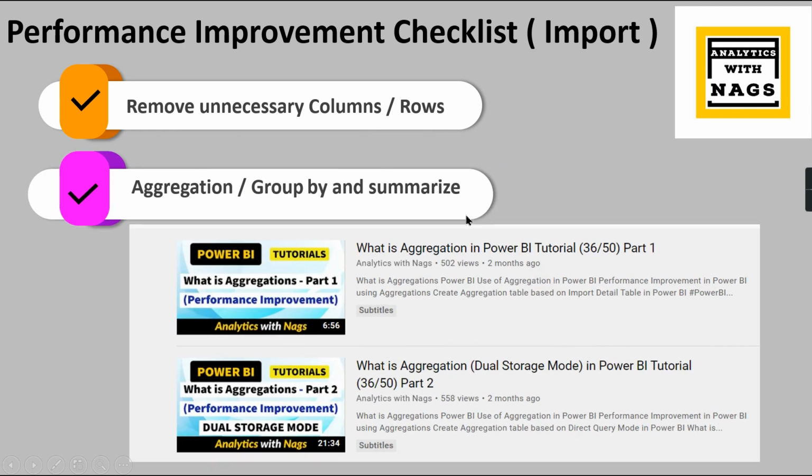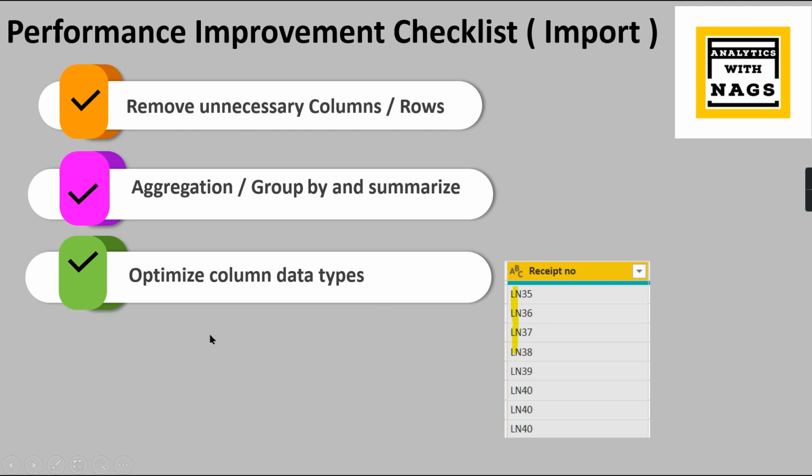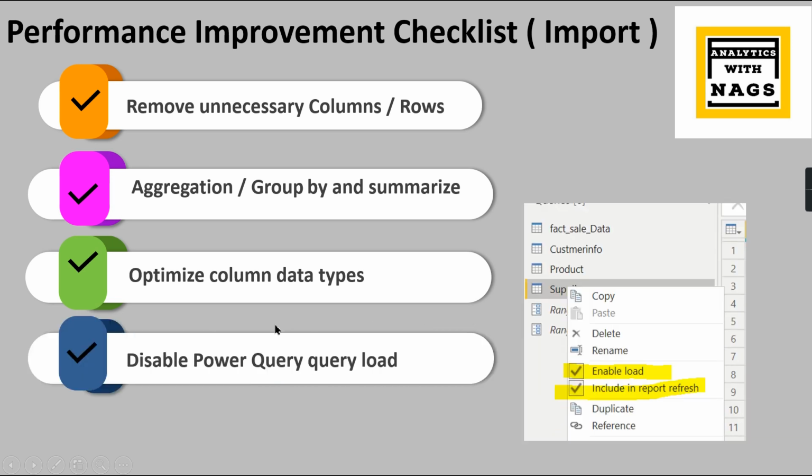Then aggregations and group by, which I've explained pretty well in these videos. You can watch them. Basically, instead of storing the data at the product level, you can group by product category if your analysis is restricted only to product category. Another example is if you have data at the date level, you can aggregate to the month level. So grouping will reduce the model size. This is another important factor. Then optimize the column data types. You can see the receipt number contains a prefix. You can remove those so that only numerical values are stored. That is how you can reduce it.